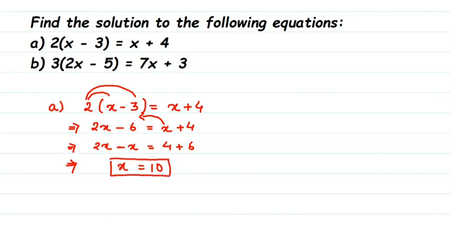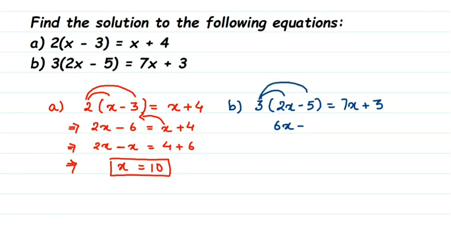Now the second one. So we have 3 into 2x minus 5, which is equal to 7x plus 3. Right? So again we have a bracket, so open the bracket. When you open the bracket, there is no sign here, right? So we have to multiply. So 3 into 2x will be 6x. 3 2s are 6 and we have variable x. So it will be 6x. We have a minus sign here. You put the minus sign. And then we have 3 into 5, which is 15, is equal to 7x plus 3.